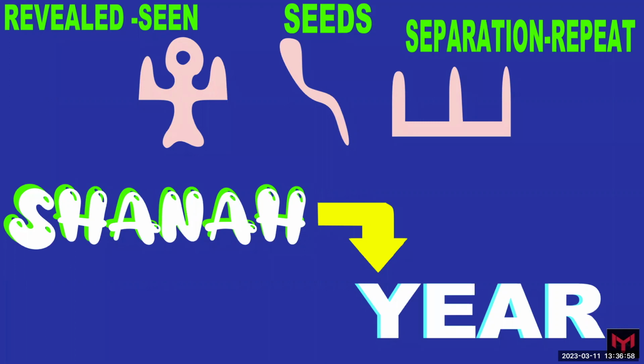That makes sense? That makes sense. So for us, Shana means year. The pagans say year, we say Shana. It's the repeat of the seeds being established or being revealed for the year. Any comments or questions about Shana?